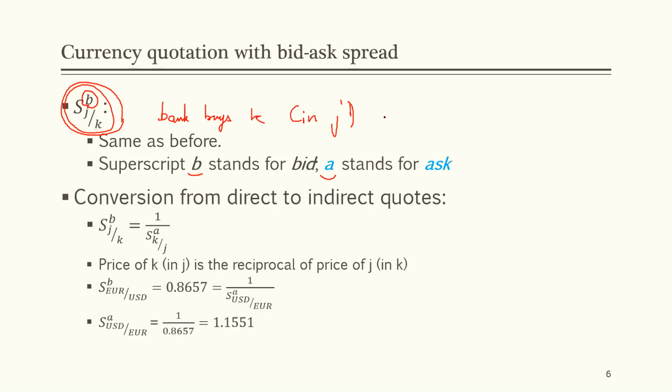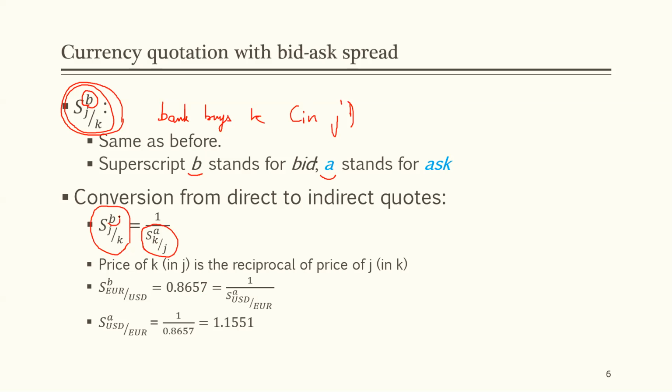We also talk about the conversion from direct to indirect. So if we take the reciprocal of one exchange rate, we will get the exchange rate for the other currency, right? So for example, if I take the reciprocal of this rate, the S^B_J/K, I will get the ask price for K over J, okay? So the way I interpret this is that the price of currency K in J is simply the reciprocal of the price of currency J in K, okay?